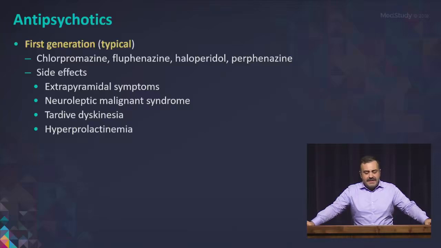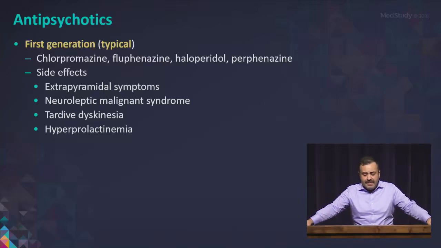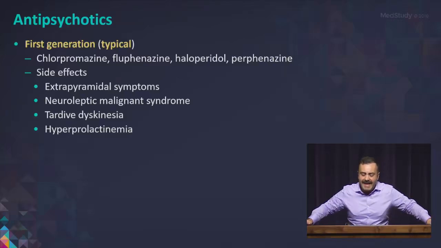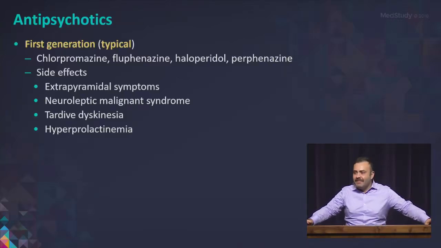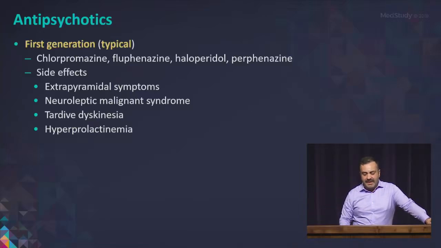In terms of side effects, the extrapyramidal symptoms, EPS, are more common with first generations. They can cause neuroleptic malignant syndrome, they can cause tardive dyskinesia, and they can cause hyperprolactinemia. The key thing to remember, first generation antipsychotics, Haldol, more likely to cause EPS, and in rare but life-threatening cases, neuroleptic malignant syndrome.